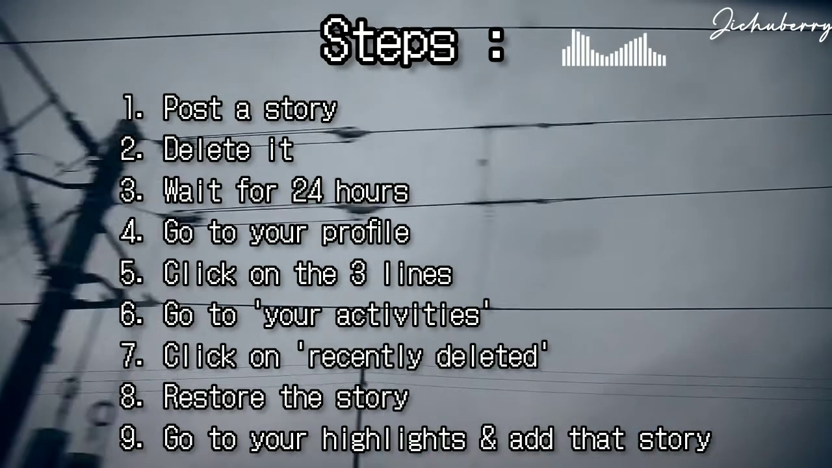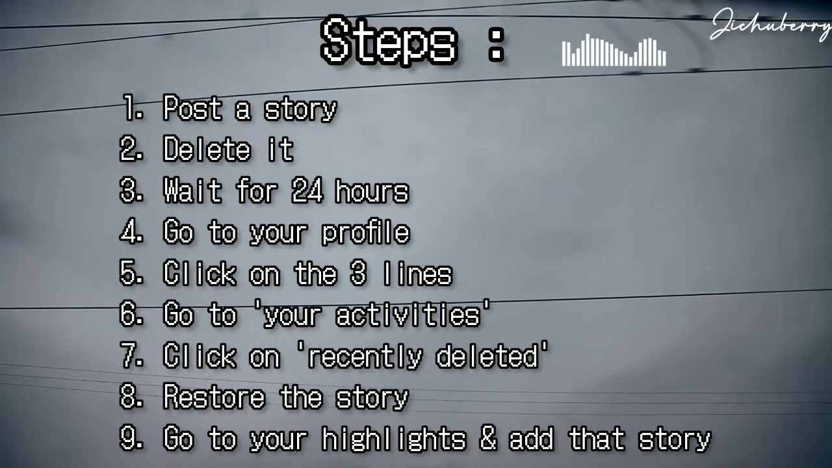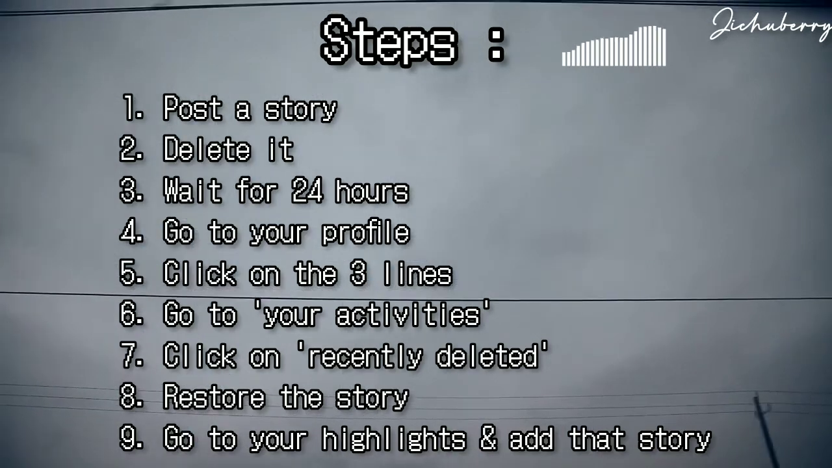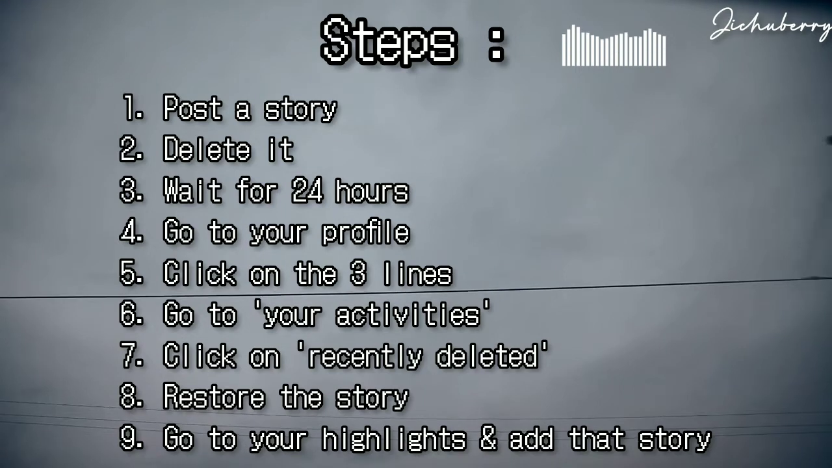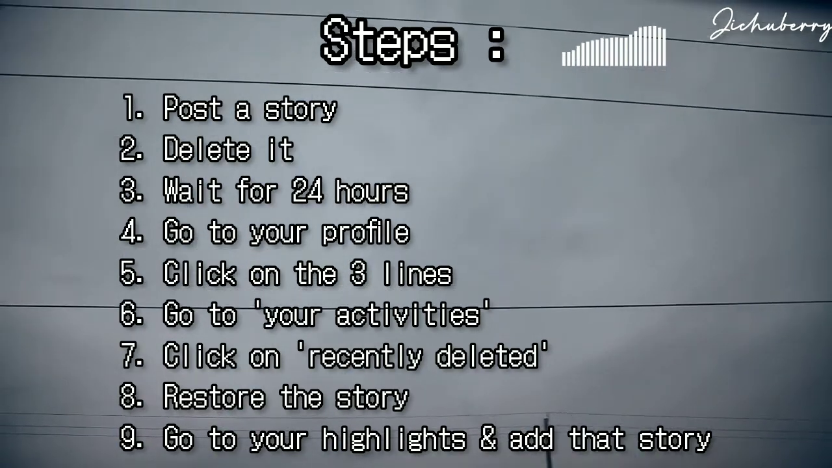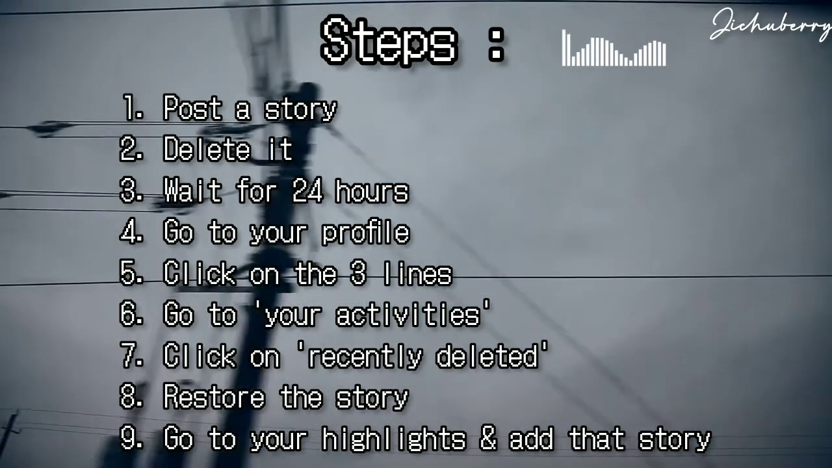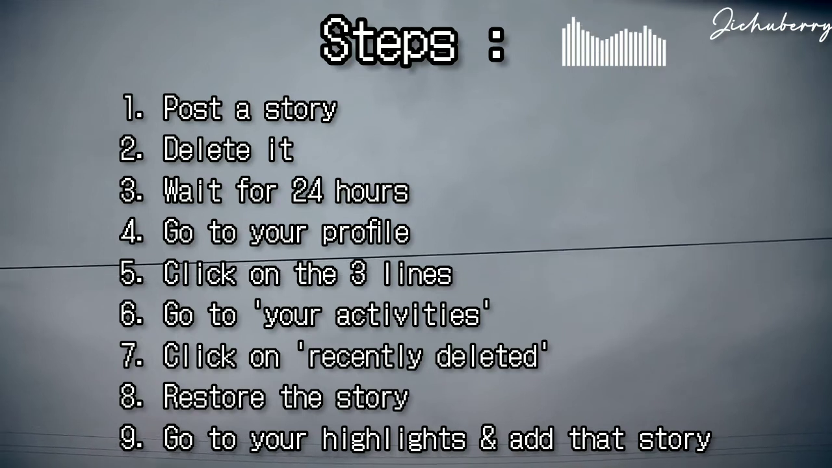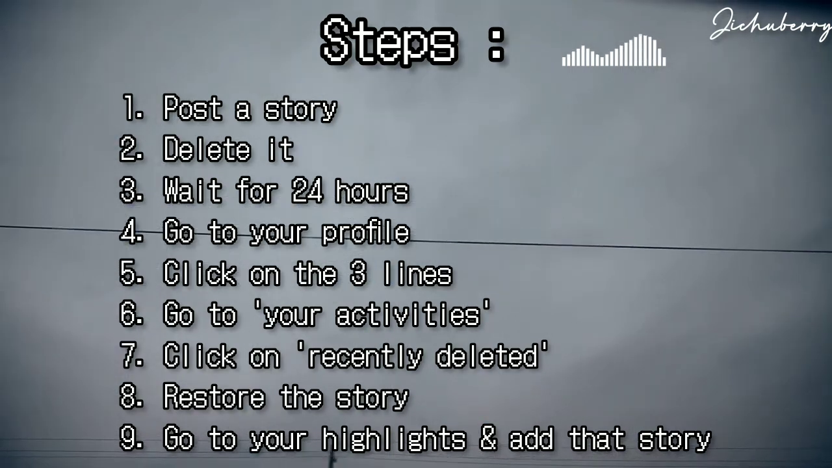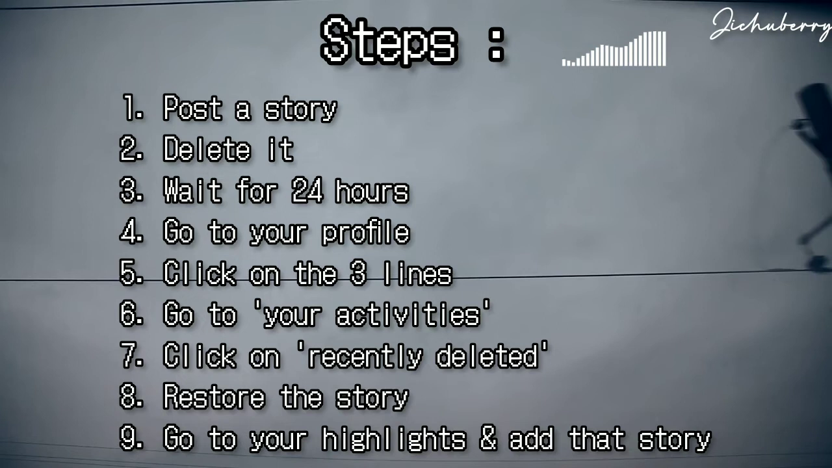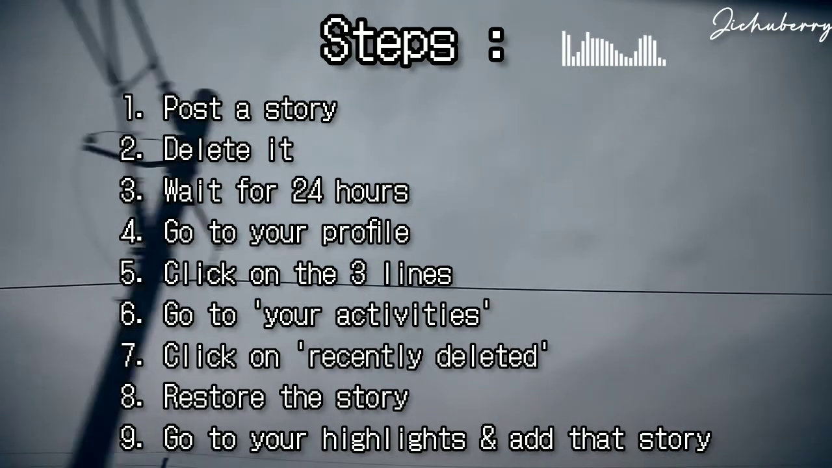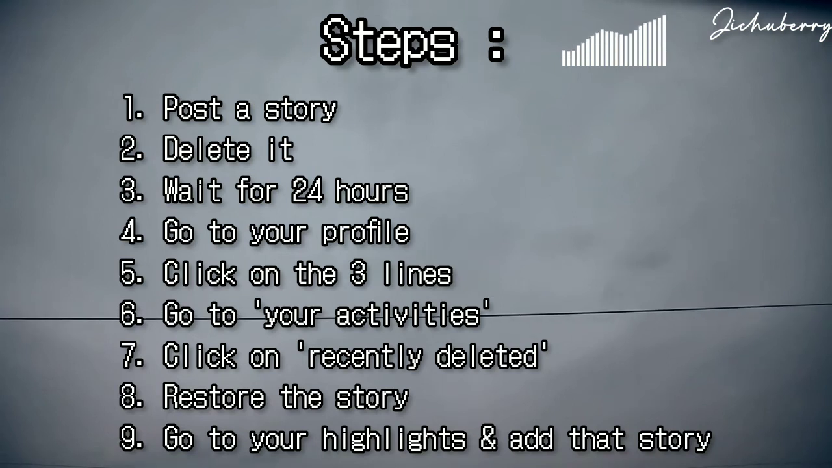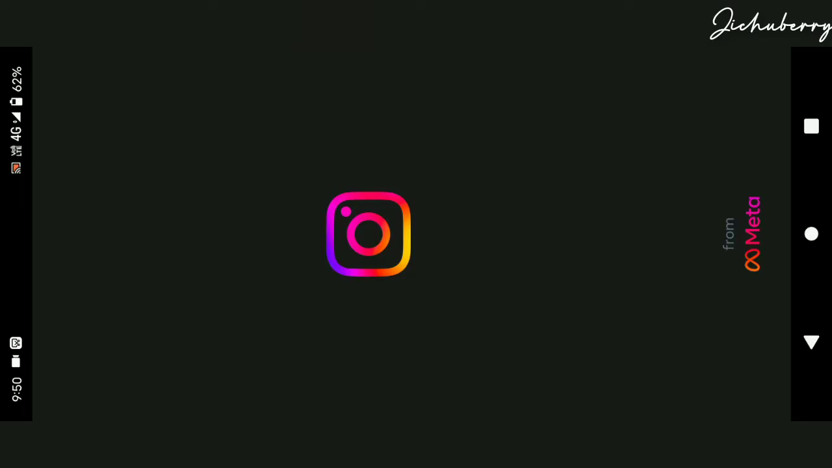Here are the steps. First of all, you have to post a story, and then you have to delete the story. Wait for 24 hours, go to your profile, and then click on the three lines on the top of your screen. Then you have to go to your activities, click on recently deleted, then restore the story. Now go to your highlights and add that story to your highlight. It's that simple, guys. But if you don't get it, then here's a demo video for you.